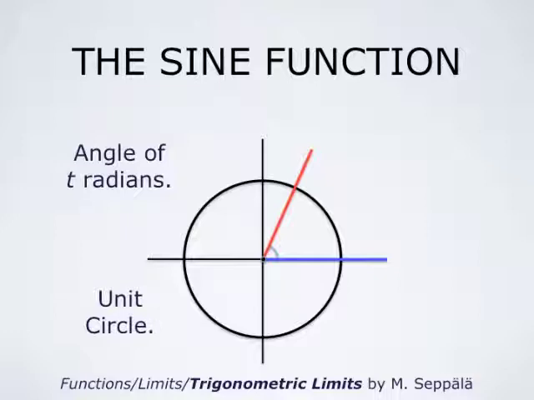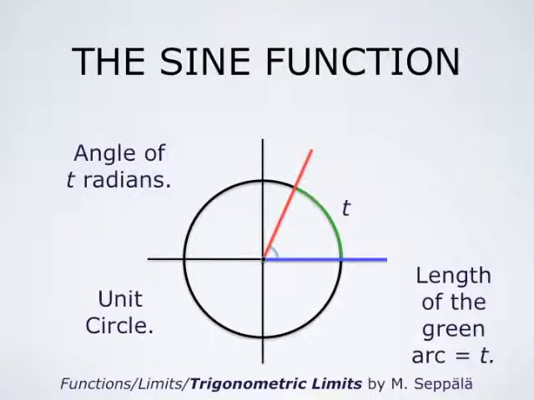The size of this angle is t. It means that the circular arc on the unit circle indicated here in this picture is of length t. So t is the length of the green arc on the unit circle with center at the origin. The unit circle has radius 1. So that's how this angle is measured.